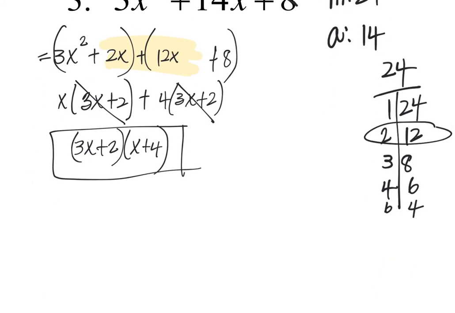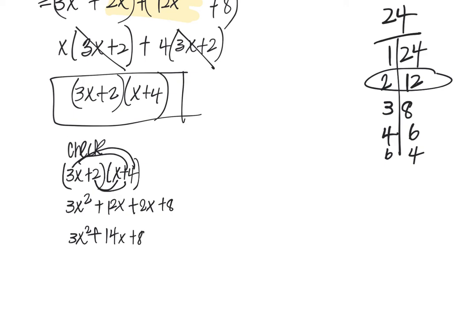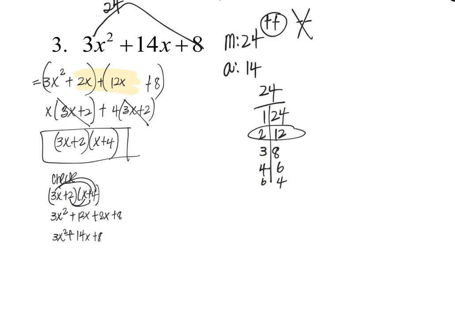Do know that you can multiply this back out. You can FOIL it back out to check and see if you get your original. I'll do that really quickly. 3x times x is 3x squared. 3x times 4, 12x. 2 times x is 2x. 2 times 4 is 8. So 3x squared plus 14x plus 8. And that's the original. So my binomials look like they were correct.